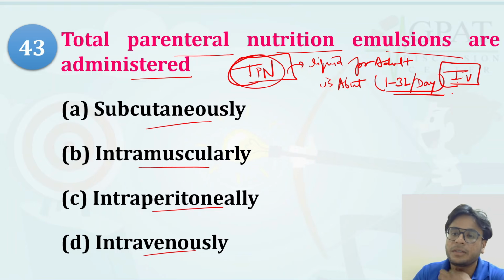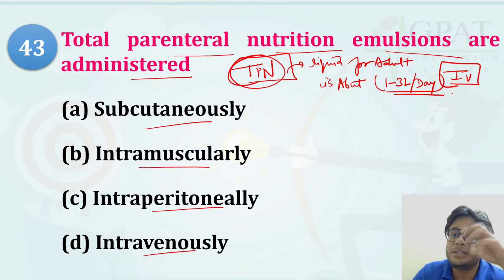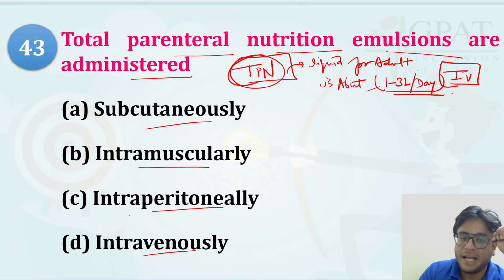So that much amount of solution, a bigger amount of solution, is given to patients who are in a serious condition or not even taking food. So we have to connect them to total parenteral nutrition, having a value of 1 to 3 liters a day and given by the IV route. So D is going to be the correct option.